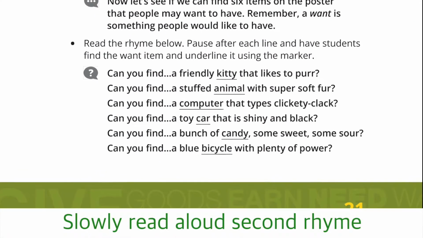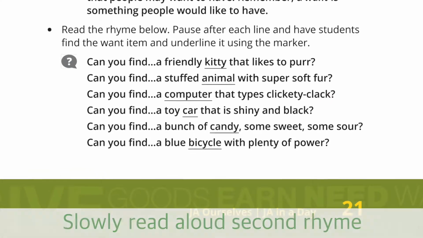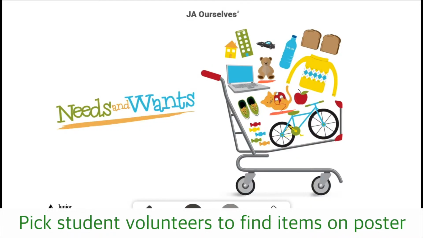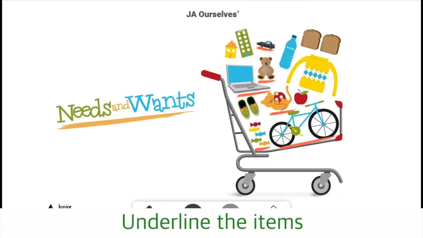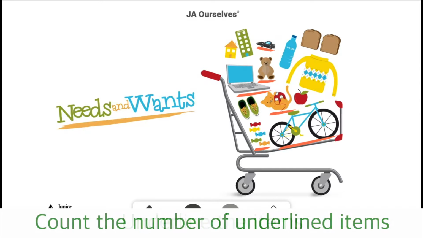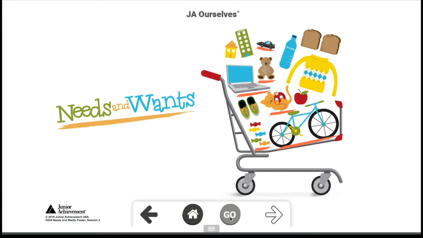Slowly read aloud the second rhyme from your guide. Pick student volunteers to stand and find the items on the poster as you mention them. Underline the item or have the students underline them. Finally, count the number of underlined items on the poster with the students. There should be 6 of them.